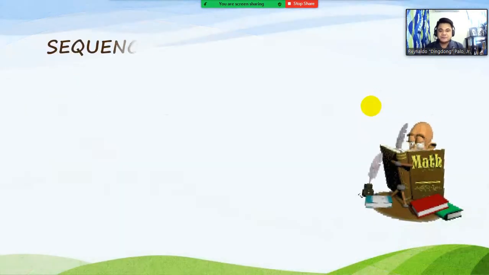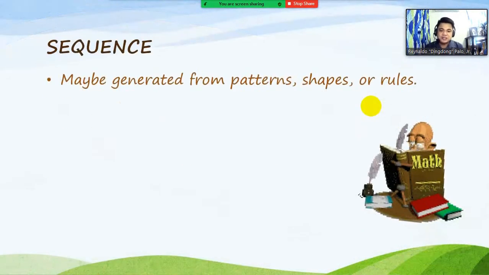And then let's talk about sequence. Sequence may be generated from patterns, shapes, or rules. What do we mean by that? So when we say sequence, let's say for example 2, 4, 6, 8. What is the pattern or the rule? Without the pattern, shape, or rule, you cannot actually say that it is a sequence. When we say sequence, it must follow a certain pattern, rule, or shape.